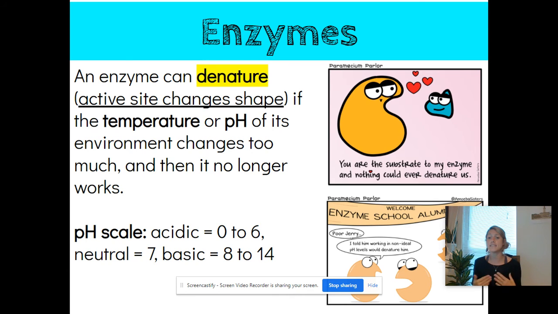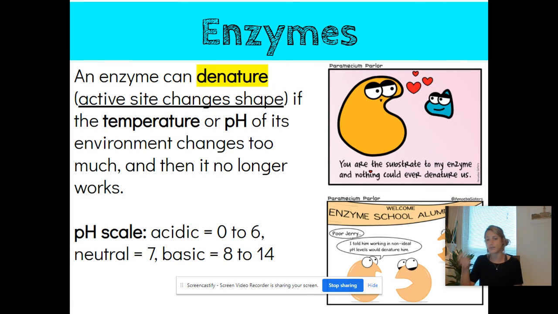So an enzyme can be denatured based off of the wrong environment from two things. Either the temperature is off or the pH is off. It's kind of like if you take a lock and you were to melt it because the temperature got too hot, that key would no longer work. The same thing happens with our enzymes. Enzymes stop working when things get too hot or too cold or too acidic or too basic.